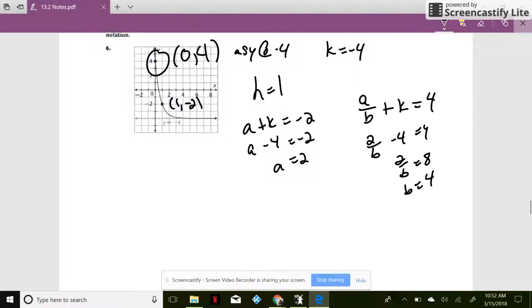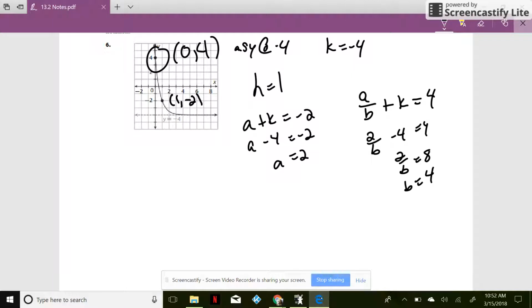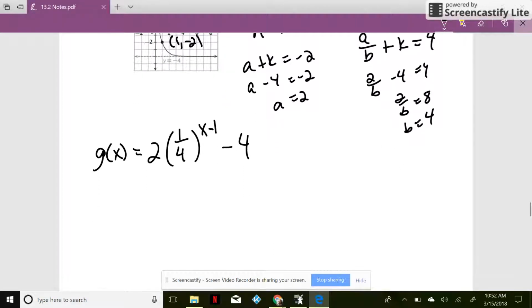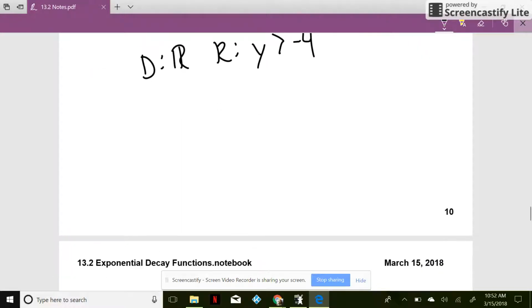B is the denominator. So taking what we have, our function g of x is equal to our a value 2, our base, which is 1/4, to the x minus 1, and then minus 4. So our domain will still be all real numbers. Range, we'd say y is greater than -4.